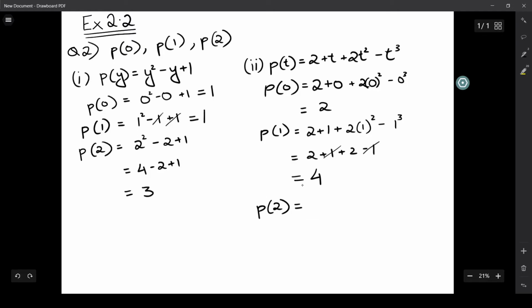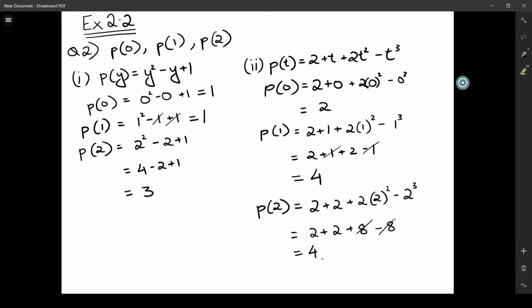Similarly, p of 2 in this case, we will replace t with 2 and we get 2 plus 2 plus 2 into 2 square minus 2 cube. This will be reduced to 2 plus 2 plus 2 into 4, which is 8, minus 2 cube, which is minus 8. And the answer is 4.